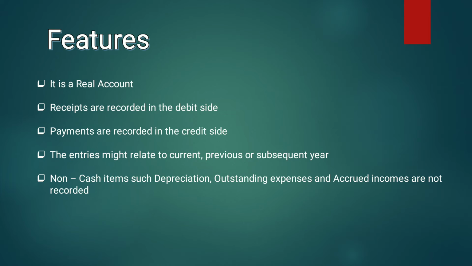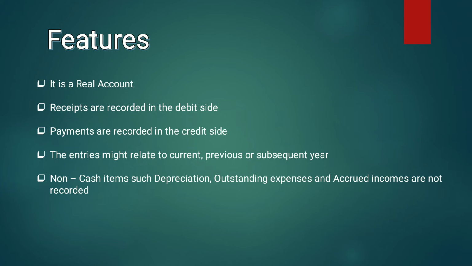Okay. So next we have, the entries might relate to current, previous or subsequent year. The entries in the receipts and payments account might include your current year balance, your previous year balance, and also the subsequent, which is nothing but the next year balance. So all consolidated balances will be available in your receipts and payments account. So there is no rule that only the current year has to be recorded in receipts and payments. We can record any type of transaction that belongs to the current, previous or subsequent year. Okay.